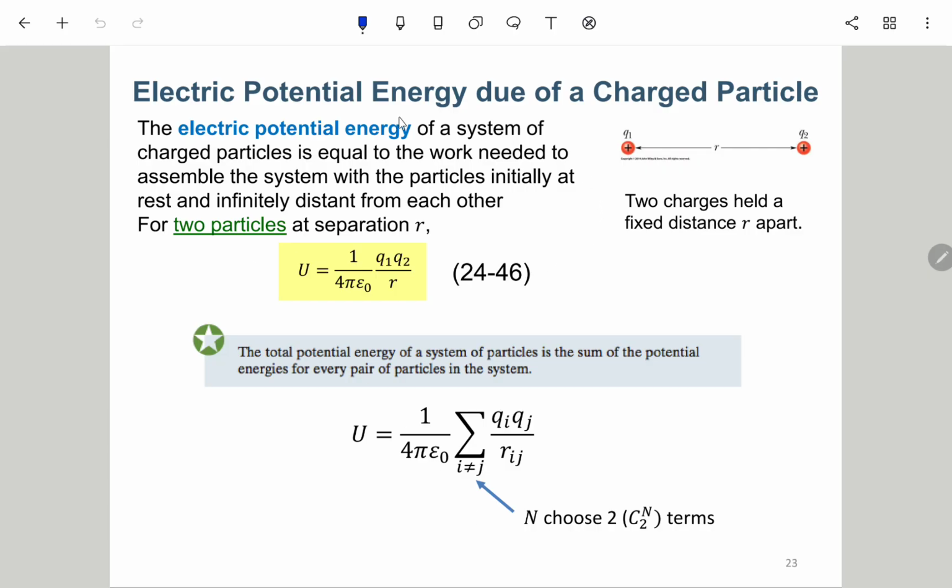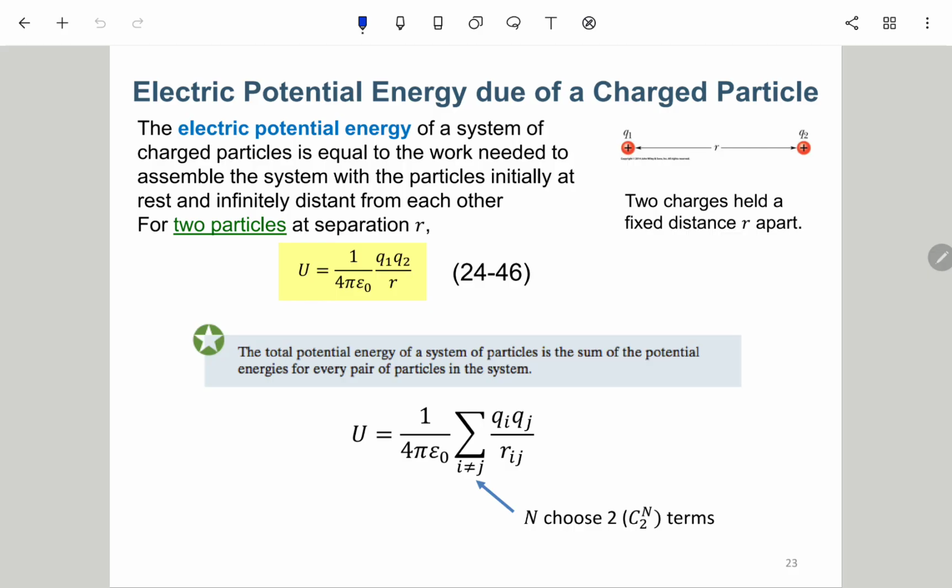So the electric potential energy of a system of charged particles is equal to the work needed to assemble the system with particles initially at rest and an infinite distance from each other. Which means that originally all the charges you try to put infinitely far away, so that this whole system doesn't have any potential energy stored there. After that you try to pick them one by one to the position wherever you want for each of the charges.